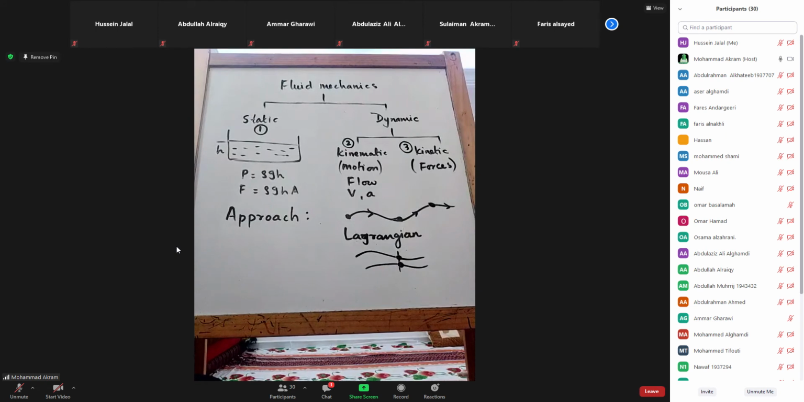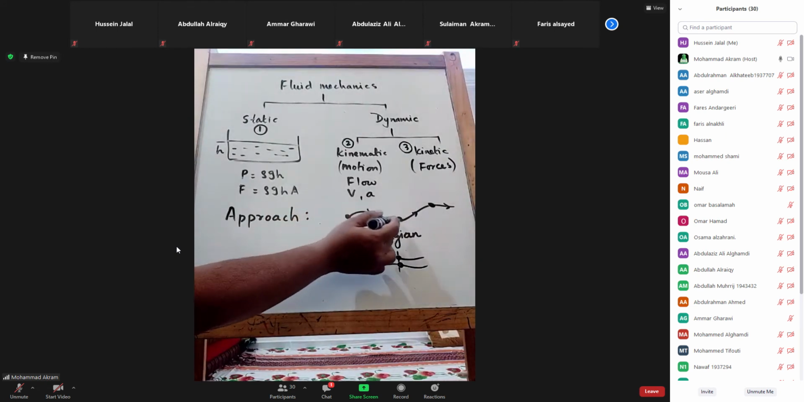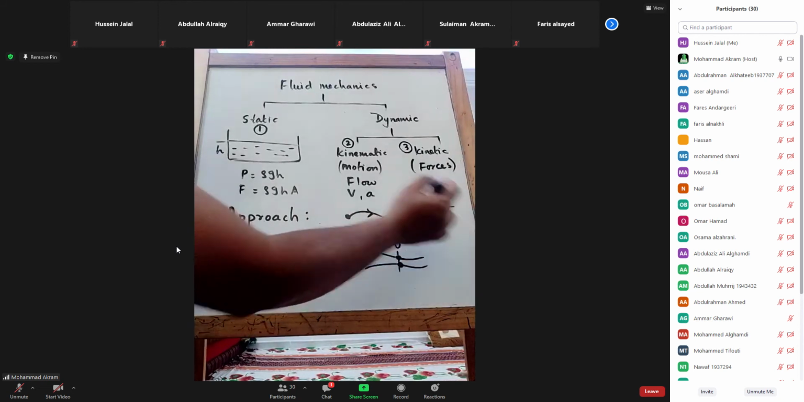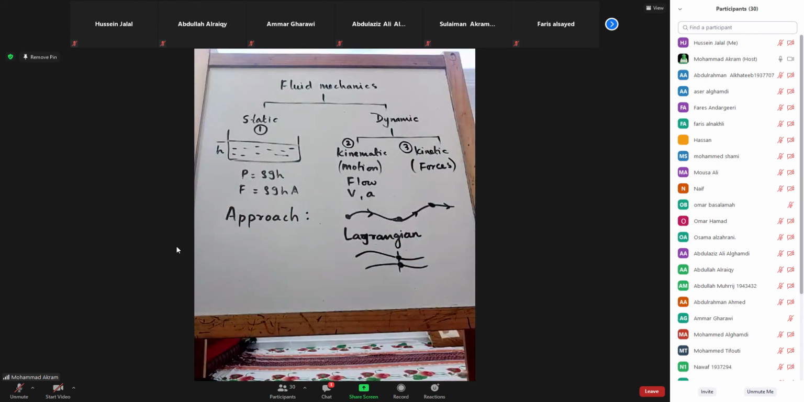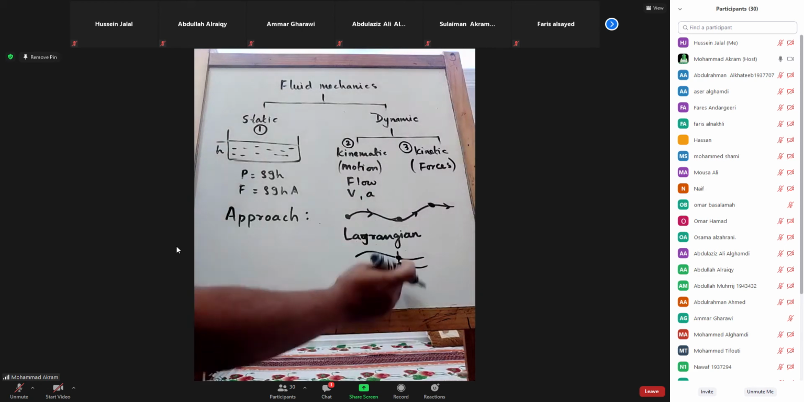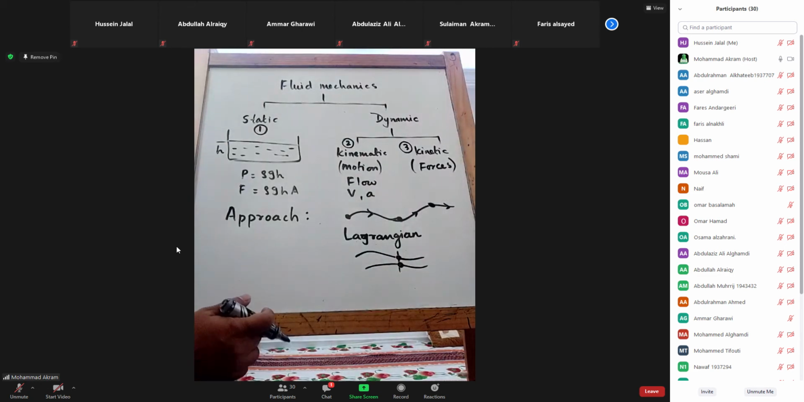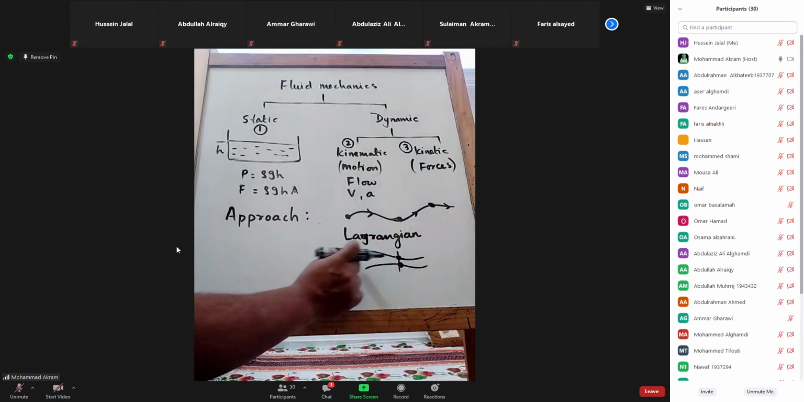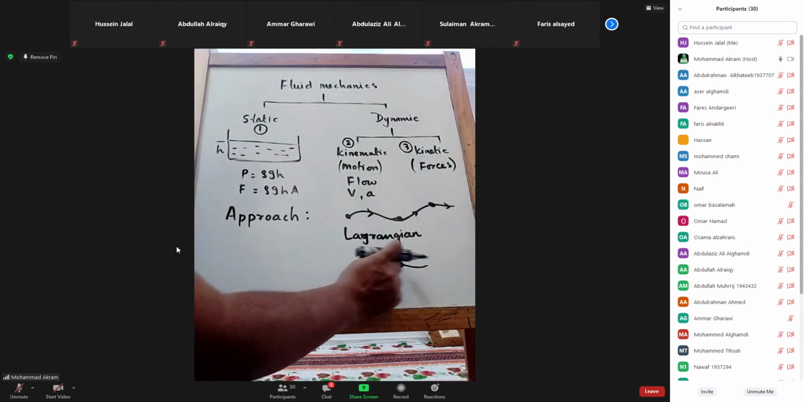Okay, so here a particle is fixed and it is tracked, whereas in the second approach a location is fixed and we check what particles are coming in and going out.